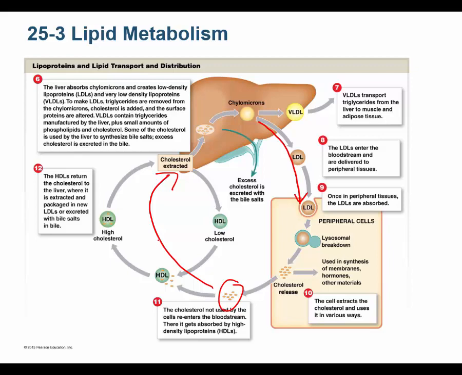Now, here's the question. What happens to the cholesterol in my liver when it's absorbed there? I put it into my bile. I put the cholesterol into my bile. And that goes down into my intestine and helps me digest more fat.